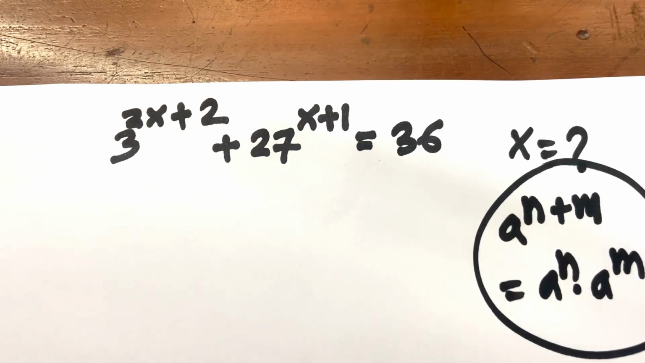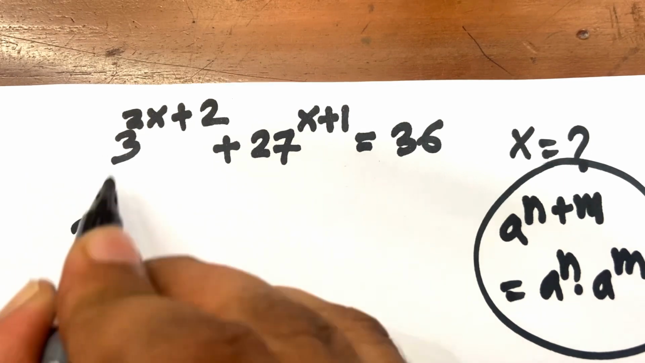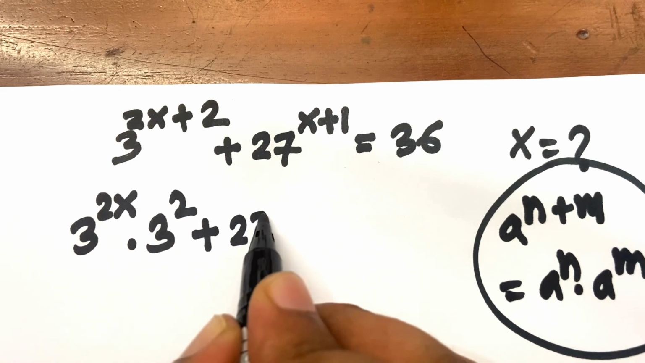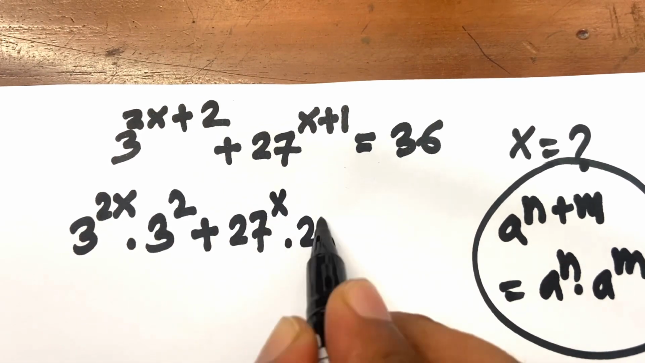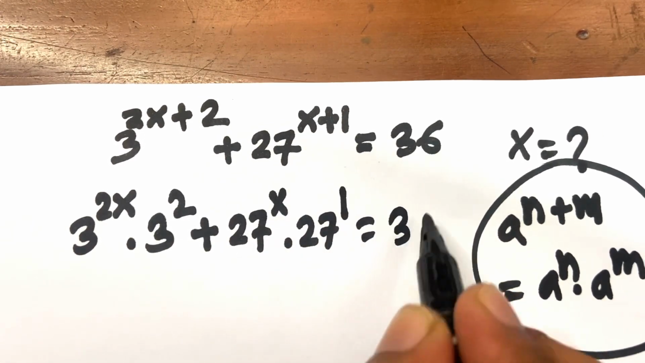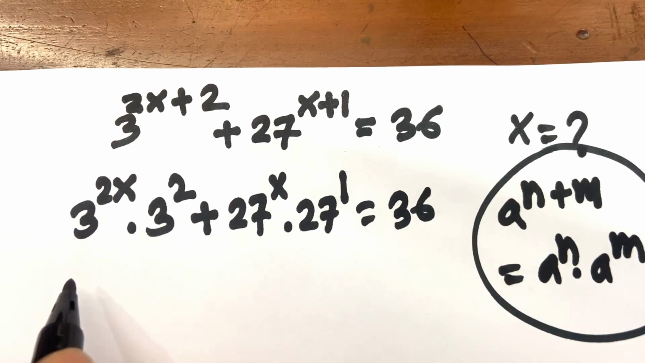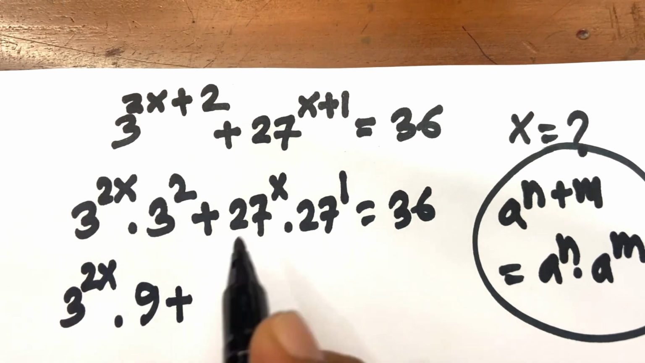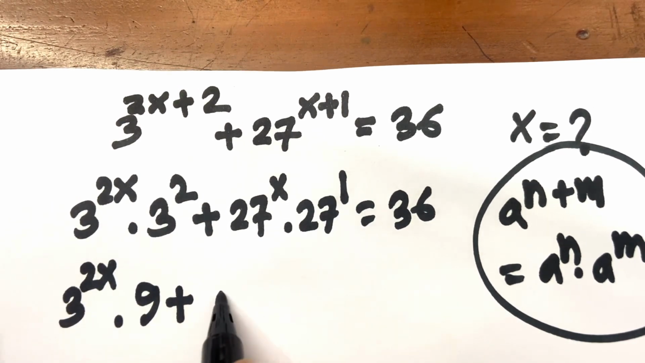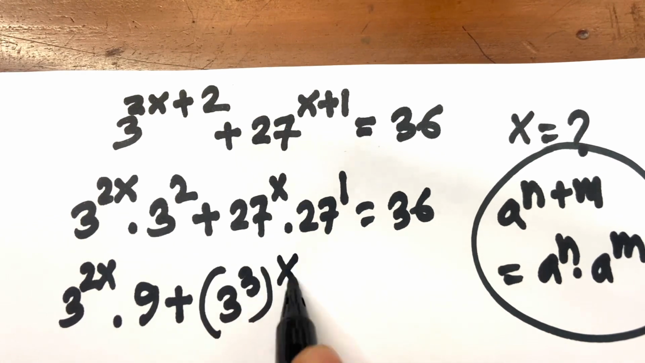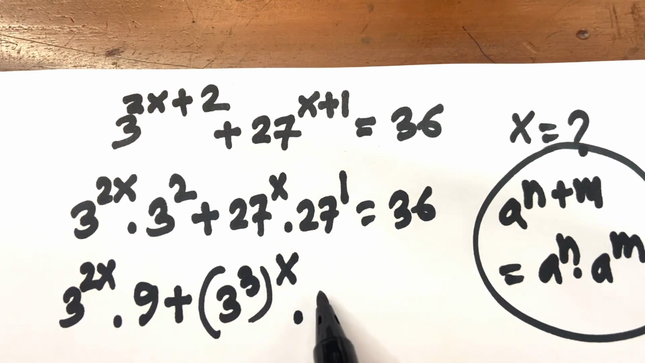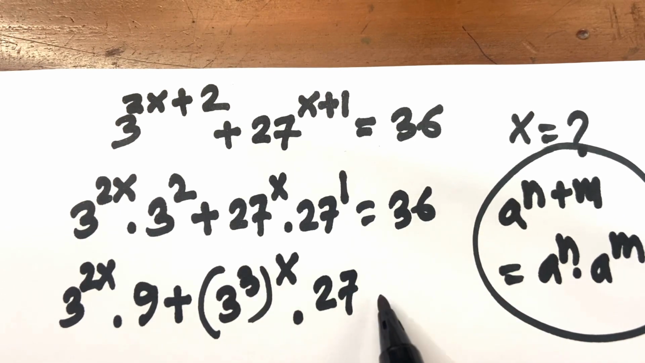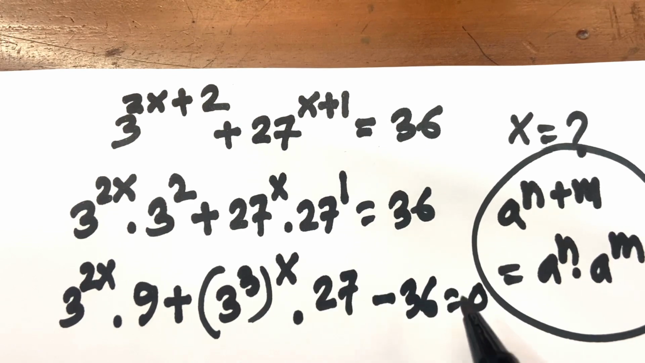If I follow these rules, I can say 3 power 2x times 3 power 2 plus 27 power x times 27 power 1 is equal to 36. Now 3 power 2x times 3 power 2 is 9 times 3 power 2x, plus 27 is 3 cubed, so (3 power 3) to the power x, times 27 power 1 equal to 27. I move 36 to the left side, so we get minus 36 is equal to 0.